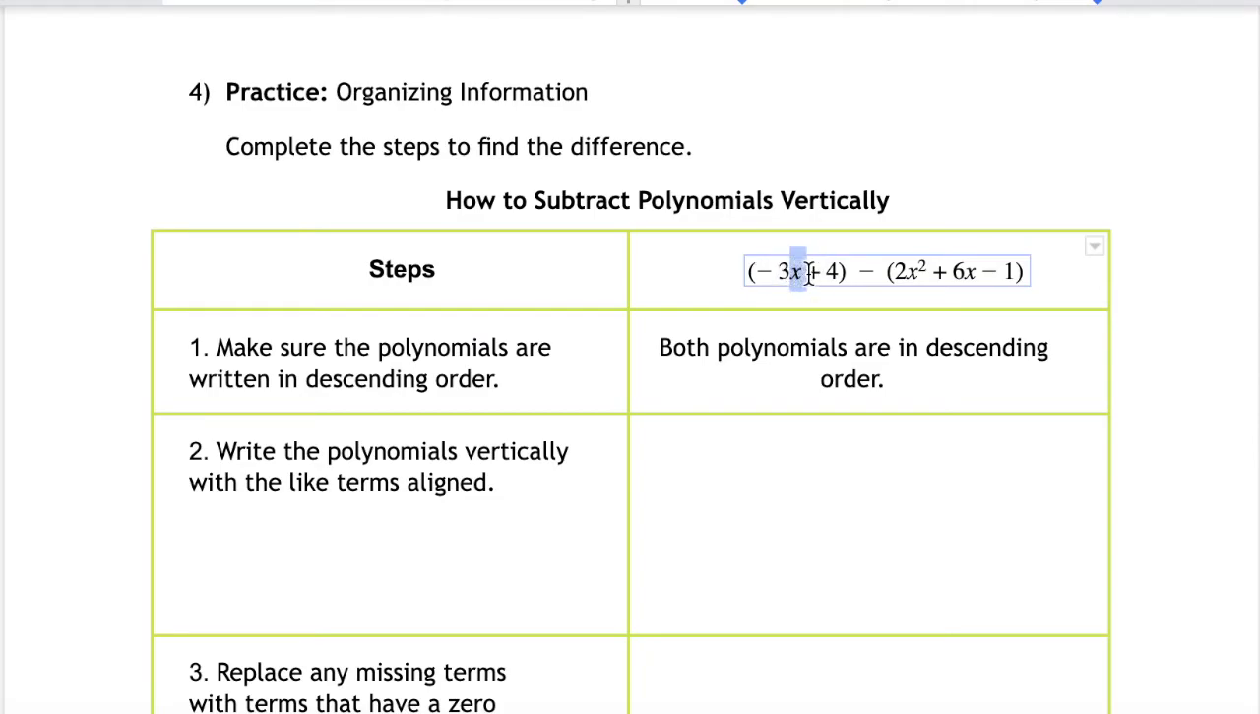So that just means that your exponents are going from highest to lowest. So over here, they're going from highest to lowest because this doesn't have an exponent. And over here, they're going from highest to lowest. So we start with the exponent of 2, then an exponent of 1, and then an exponent of 0. So both our polynomials are in descending order, so we don't actually have to do anything for our first step.